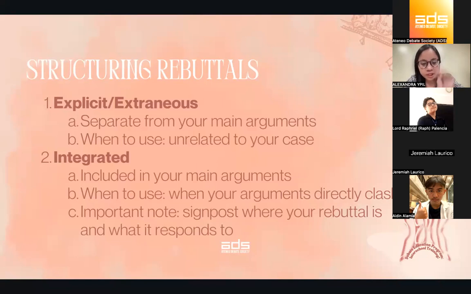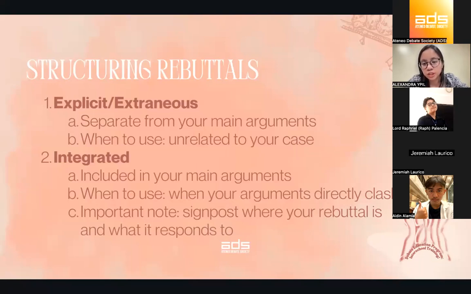So extraneous rebuttals are generally rebuttals that are separate from your main arguments, as the word suggests, and you usually use them when the rebuttals that you have are separate from either your arguments if you're opening or your extension if you are closing. If it's integrated, it's the flip side. So they're included in your main arguments and you use them when your arguments directly clash with each other.